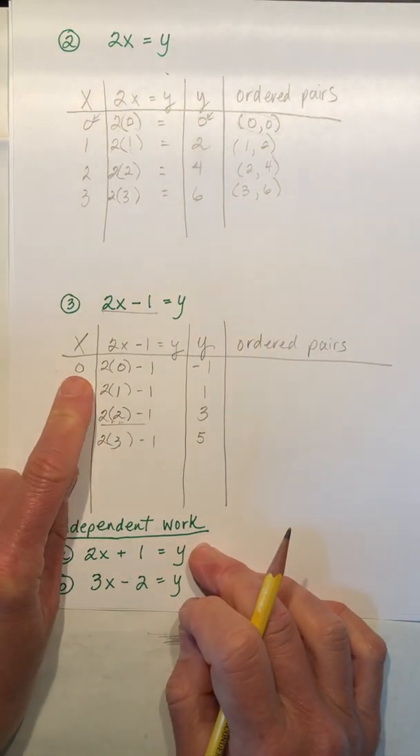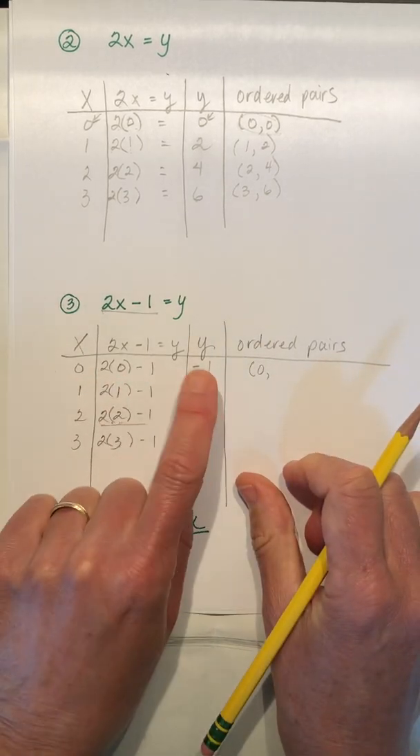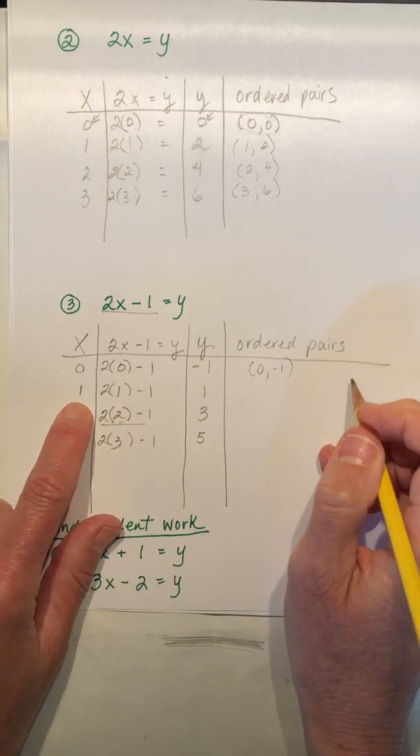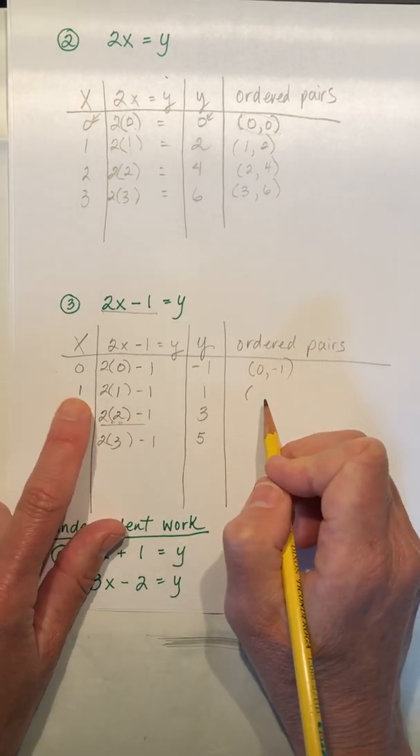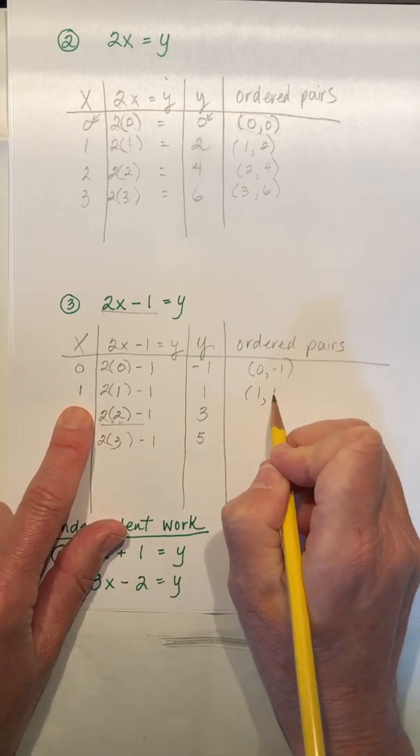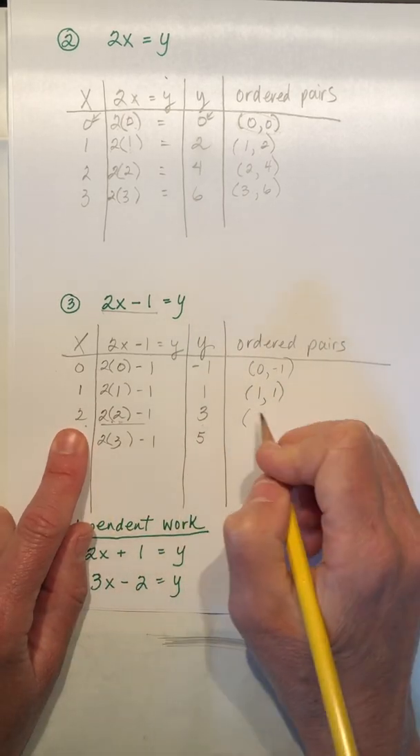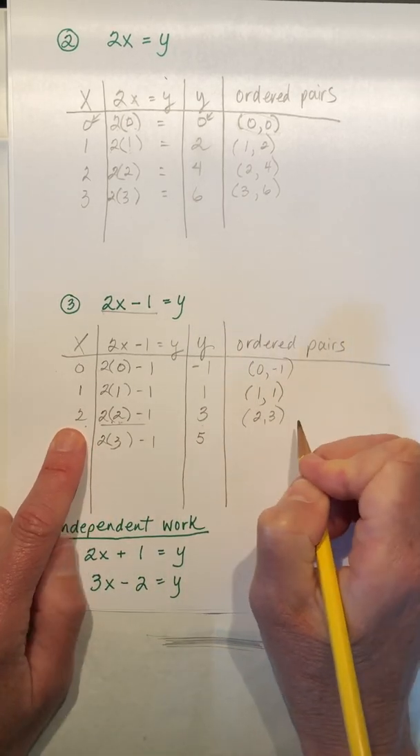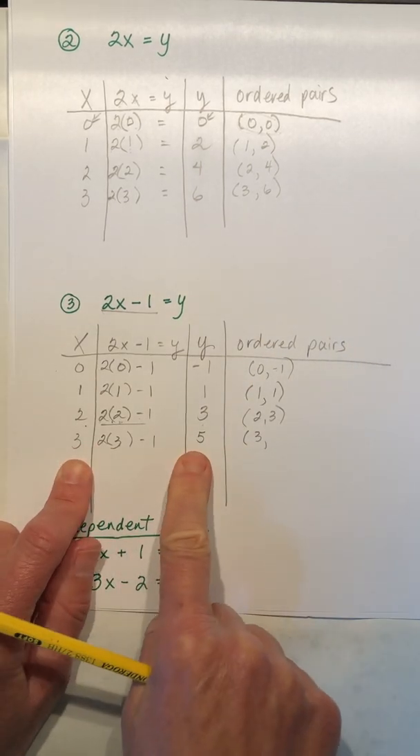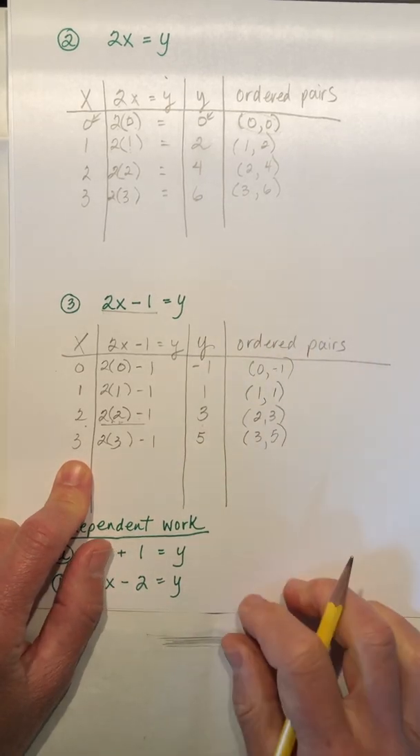So my x value always comes first. So this will be 0 right there. Negative 1 is the y value. Here comes my next ordered pair. So when x is 1, y was also 1. When x is 2, y is 3. And when x was 3, right, I come over to this column, my y column, y was 5. And that's it.